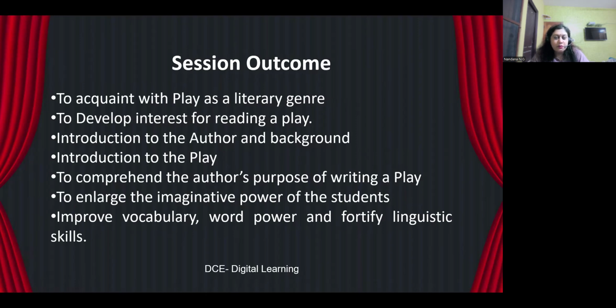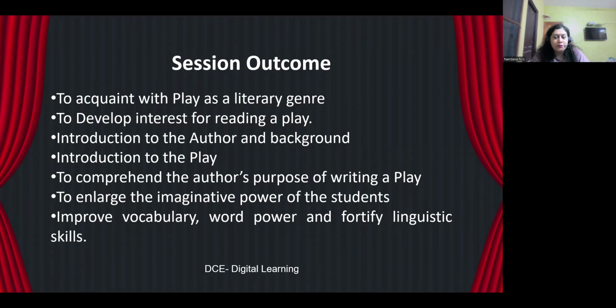Then we'll come to the most important components of the session: introduction to the author and background. The author of the play is the person with the pen who has crafted the art. And for us, we have to understand the artist. We have to introduce ourselves to the artist, his background, in what context he was writing, so that we'll better understand the play. So after the introduction to the author and the background, we'll be introduced to the play.